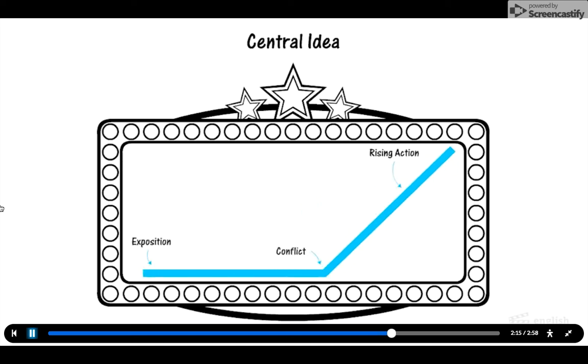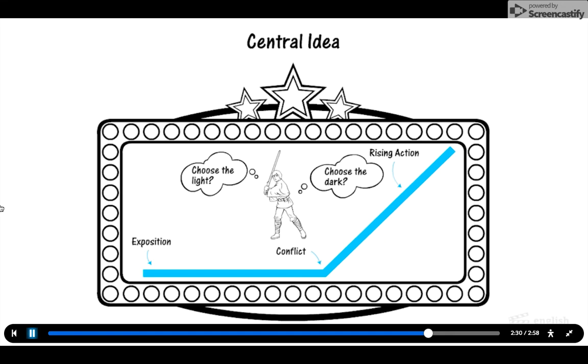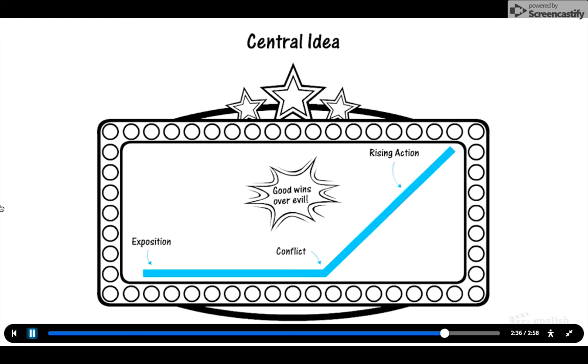For example, the way the conflict of a story is resolved may say something about the overall point the author is making. Remember Return of the Jedi when Luke decides not to join Darth Vader? In the end, he is rewarded for his decision, and the Rebel Alliance wins. Luke's decision suggests something about the value of the character's beliefs. Good wins out over evil.